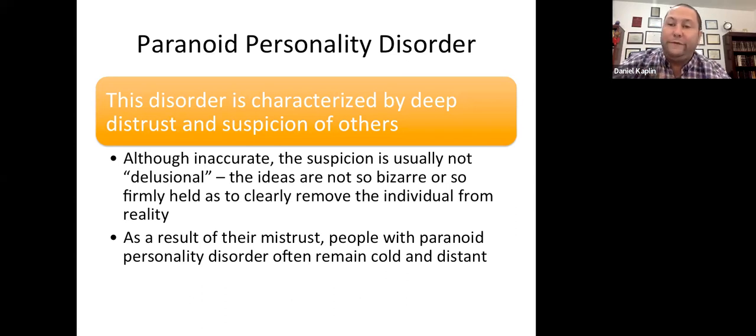So the hallmark feature of paranoid personality disorder is suspiciousness or distrust. And it's important to understand that this suspicion is not delusional. It's not so bizarre and so firmly held that it separates the person from reality. But there are significant suspicions there. And as a result of this mistrust, people with paranoid personality disorder are cold and distant and aloof. They stay away from people to avoid someone harming them.